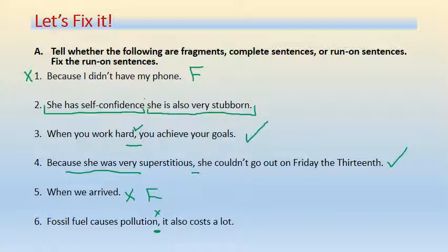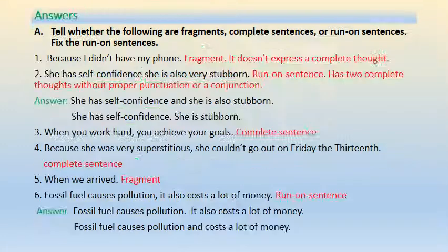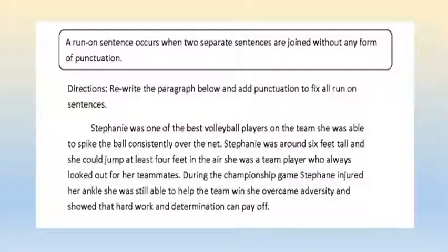Here, I need to either put a semicolon and continue, or put a full stop, or say fossil fuel causes pollution and costs a lot. Look at the answers. Okay, of course you need to look at those more carefully when you study for your quiz.